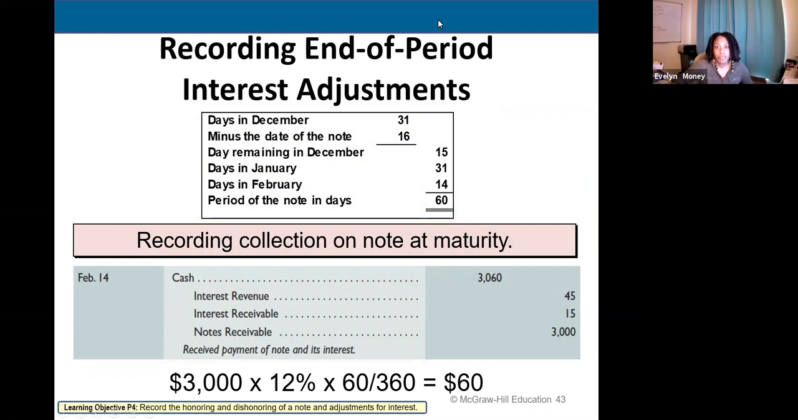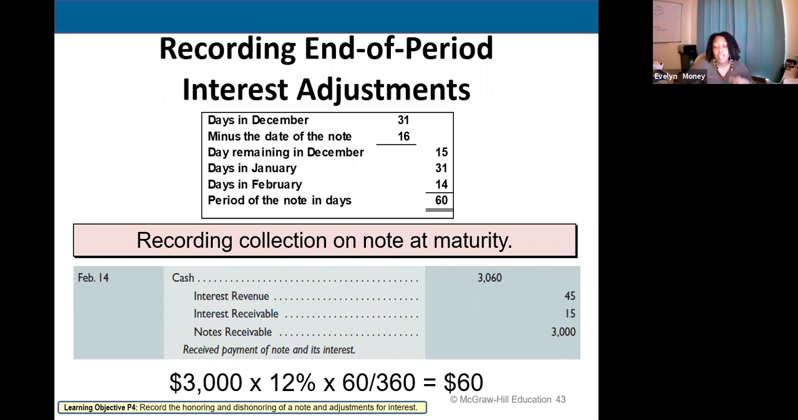Now, once we collect the note, we do need to debit cash for the principal amount of the note plus the interest, and then we credit all of our other accounts. We have to take notes receivable off the books. We have to take interest receivable off the books. And we also need to record the additional interest revenue that has accrued from January 1 through February 14th.